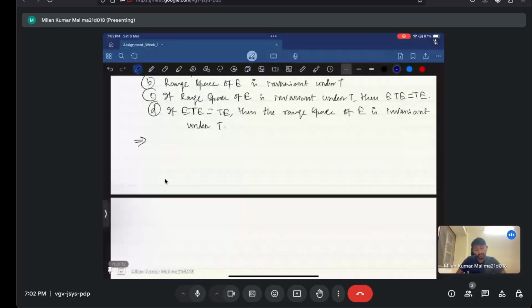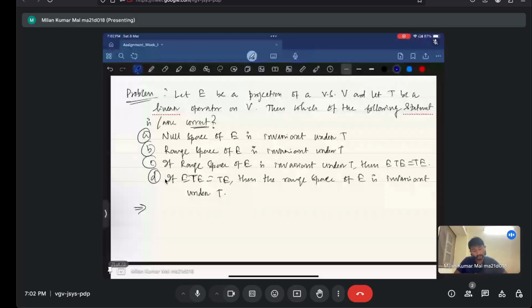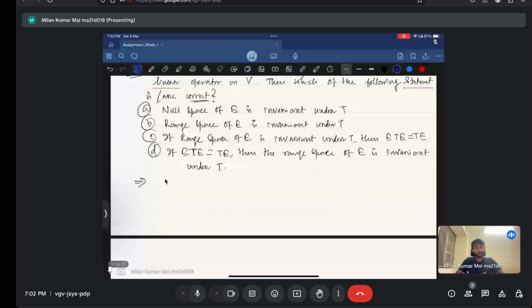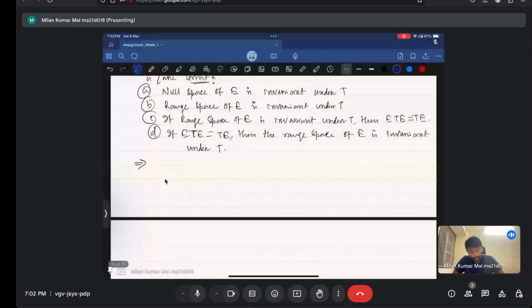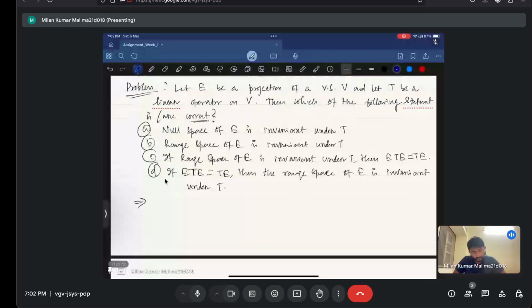So here it is. Let E be the projection on vector space V and let T be the linear operator on V. Then which of the following statements is or are correct? Okay, so the first option: null space of E is invariant under T. That is true or false? That is not necessarily true. Why? Let's take E be the projection of vector space.